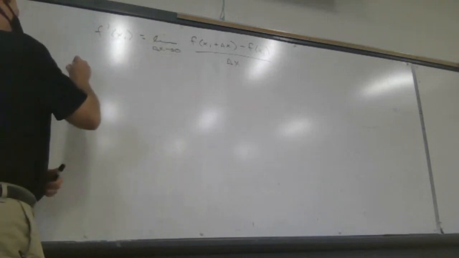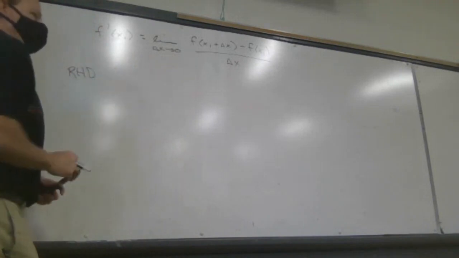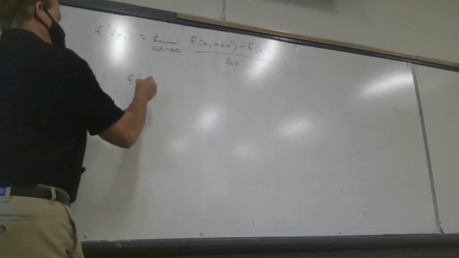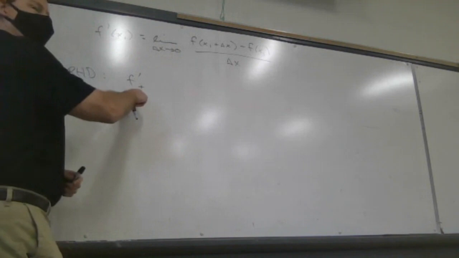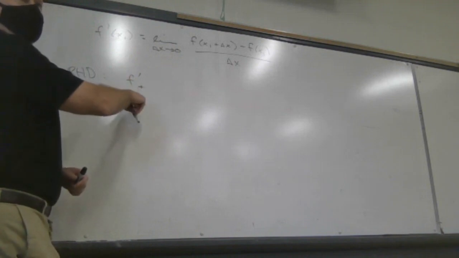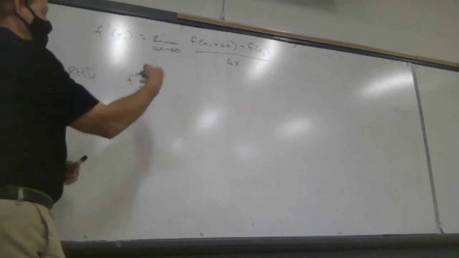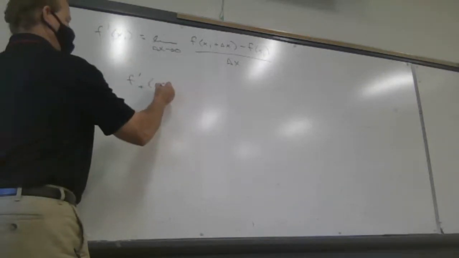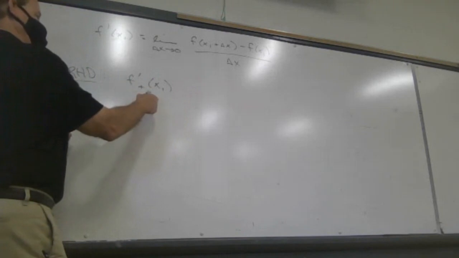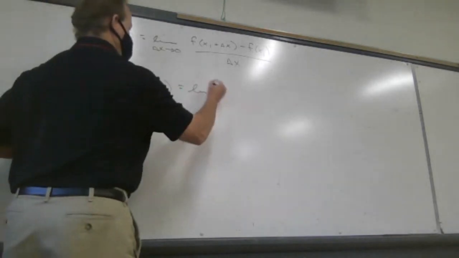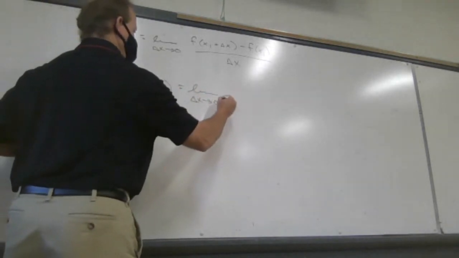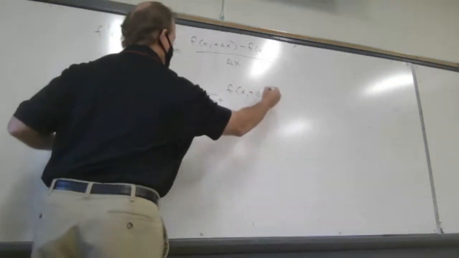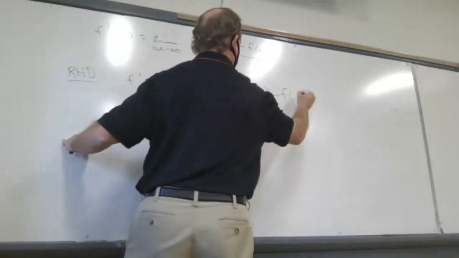If I want the right-handed derivative, that's the instantaneous rate of change as we approach from the right. That would be f prime from the right. So I put the little plus sign in the subscript since the prime is in the superscript. So the right-handed derivative at x sub 1 is nothing more than the limit as delta x approaches 0 from the right of the same difference quotient. The difference is I'm only going to approach from the right.